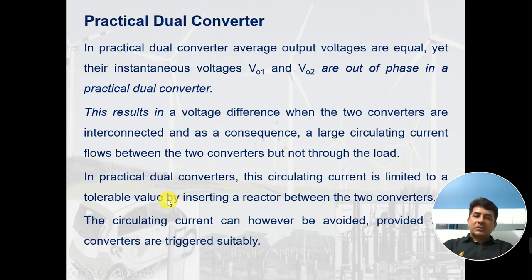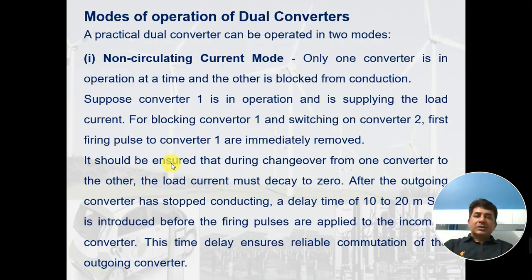So based on all these discussions, we can have the dual converters working under two modes. The very first mode is called the non-circulating current mode. This is the one we discussed, where at one time one converter will be conducting, and at the same time the other will be kept idle. This case is called the non-circulating current mode. What is circulating current? We need to understand what happens actually.